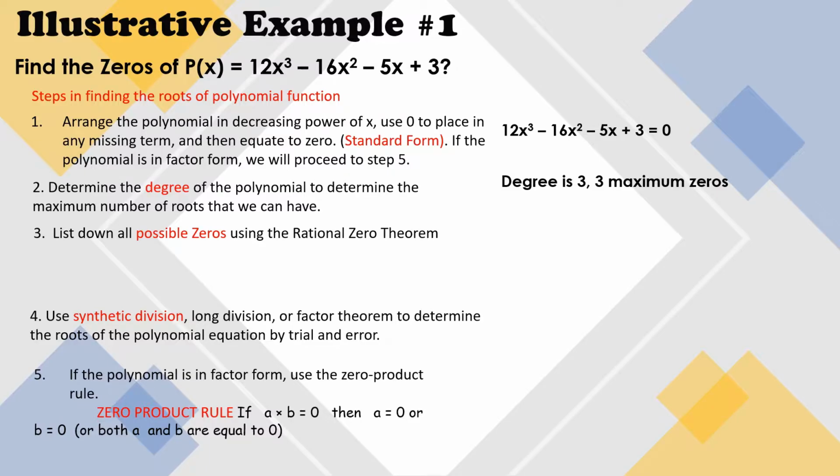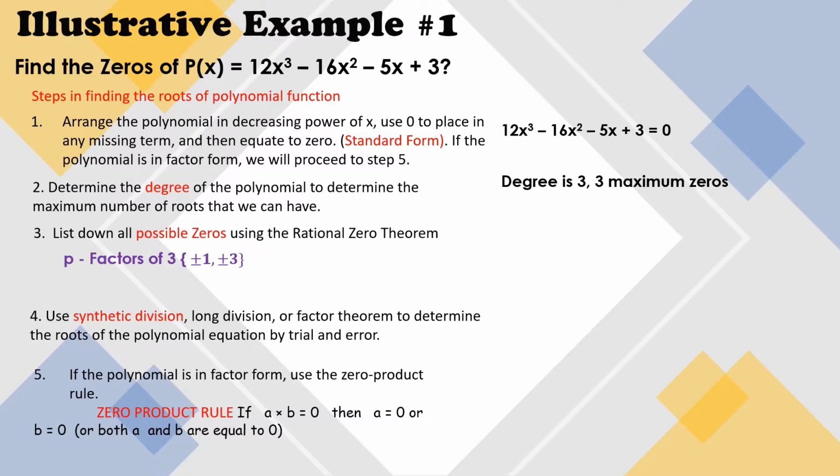Step 3 is to list down all the possible zeros using the rational zero theorem. According to the rational zero theorem, if p over q is a zero of p of x, then p is a factor of your constant term and q is a factor of your leading coefficient. So we have to get the factors of our constant term, which is our p, which in our example is 3. So we will have positive negative 1 and positive negative 3.